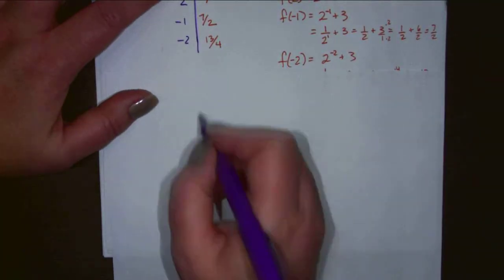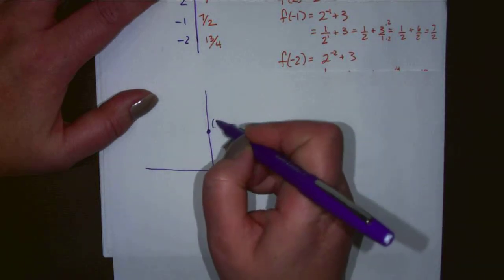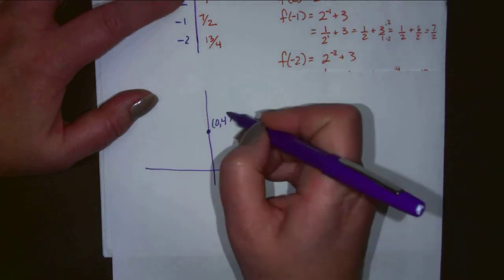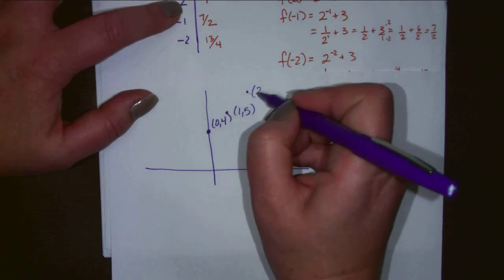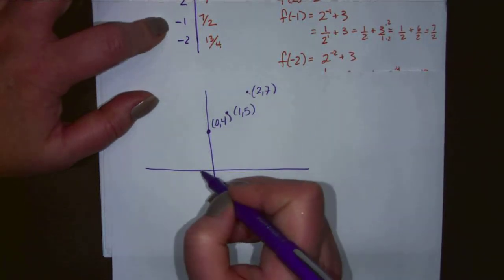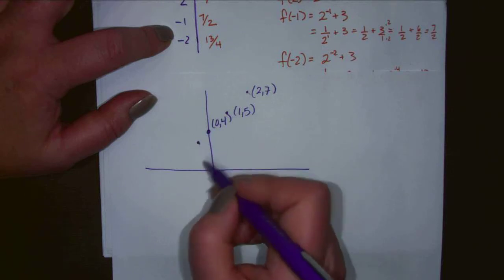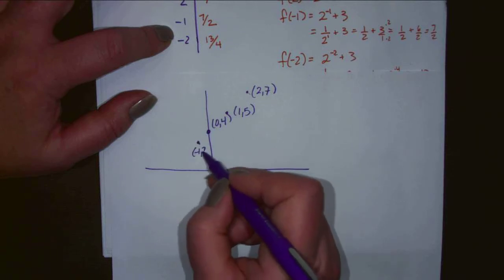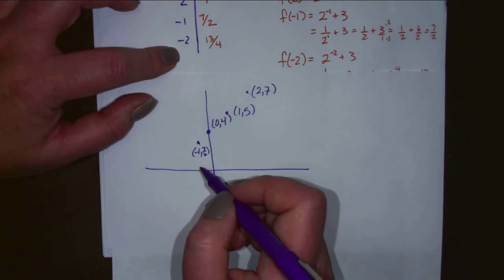So 0, 4, 1, 5, 2, 7. Negative 1, and 7 over 2 is what? 3.5. So here. And 13 over 4. Well, 12 over 4 is 3, so it would be a little bit more.